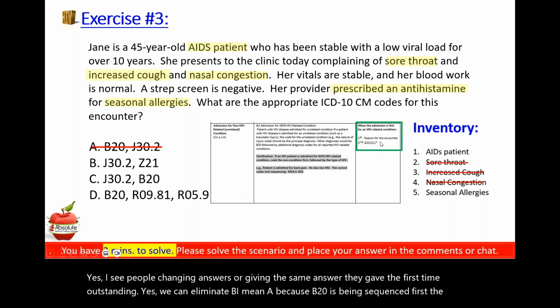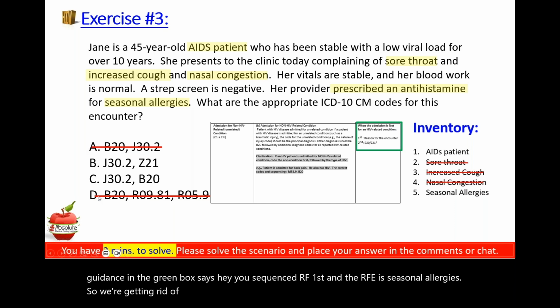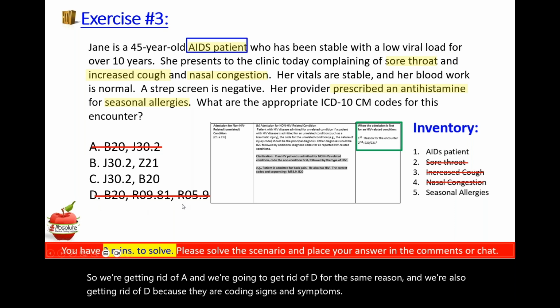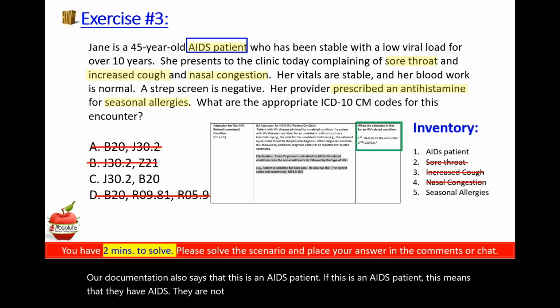The guidance in the green box says, hey, you sequence RFE first, and the RFE is seasonal allergies. So we're getting rid of A, and we're going to get rid of D for the same reason. And we're also getting rid of D because they are coding signs and symptoms. Our documentation also says that this is an AIDS patient. If this is an AIDS patient, this means that they have AIDS. They are not asymptomatic. They have AIDS.